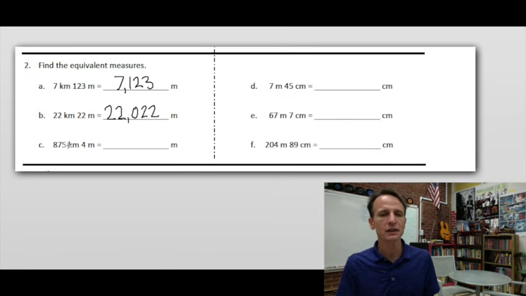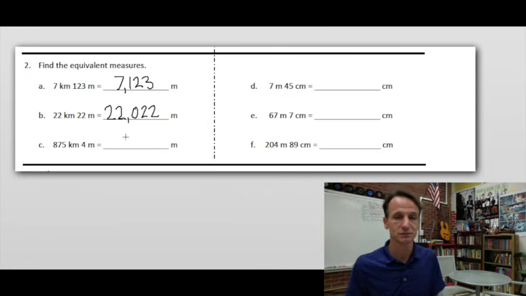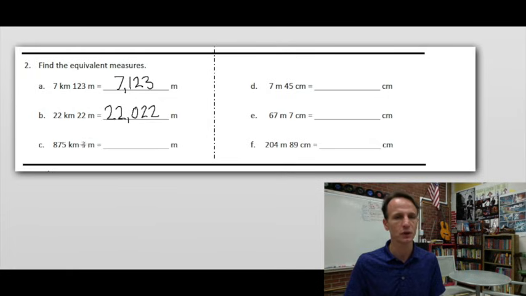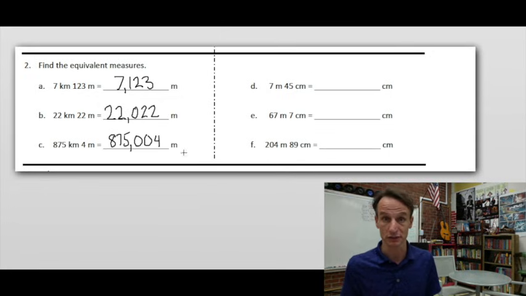And now here, 875 kilometers, well, exactly, times 1,000 is how you could think of it. So 875,000. And now the 4 meters, as we just saw in B, we have no hundreds and we also have no tens this time. So 875,000. No hundreds, no tens. 4 meters is 4 meters, right?